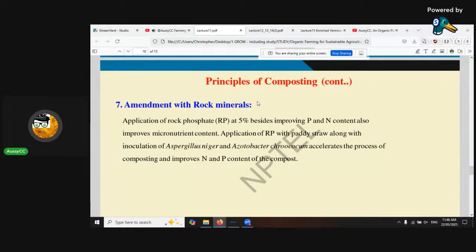Number 7, the amendment with rock minerals. So if you want to put in a little bit extra, well, I'll read this first. Application of rock phosphate at 5% besides improving the phosphorus and nitrogen content also improves micronutrient content. Application of rock phosphate with paddy straw along with inoculation of Aspergillus niger and Azotobacter chroococcum accelerates the process of composting and improves your NP content. Well, it improves your P and N content because this is a nitrogen fixing bacteria, and Aspergillus niger would be involved in breakdown of cellulose with phosphorus as the end result. So I wouldn't really worry about this. If you've got a phosphorus problem, you can add the rock minerals and that'll give you an end result.